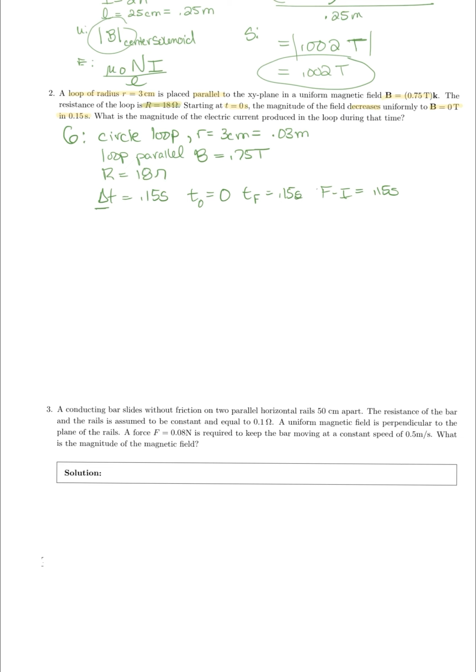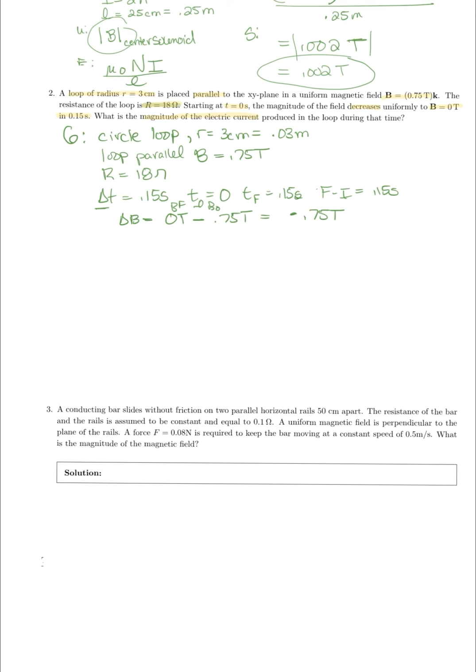And it says the magnitude of the field decreases to B equals 0 Tesla. So we know that our change in B is going from final. What is our final? Our final is 0 Teslas, right? This is B final minus B initial. And B initial is 0.75 Teslas. And so that is going to tell us that our change in B is equal to negative 0.75 Teslas in 0.15 seconds. Then it says, what is the magnitude of the electric current produced in the loop during that time.